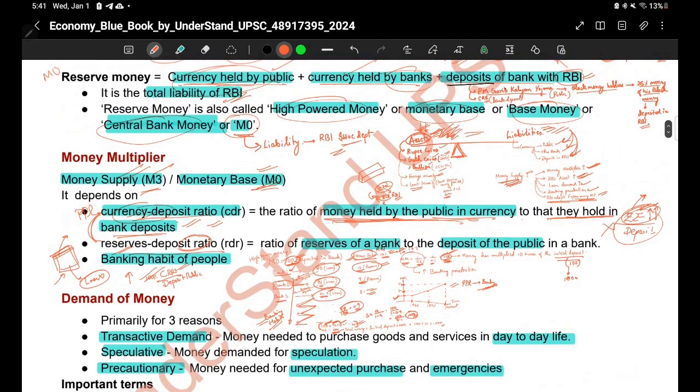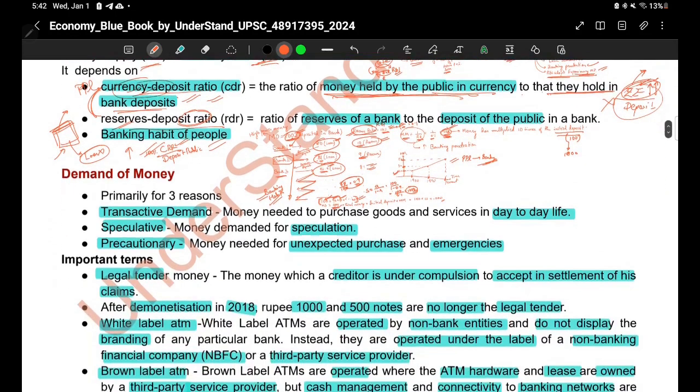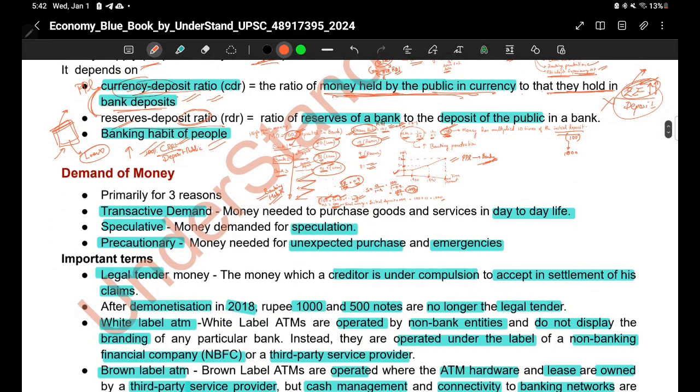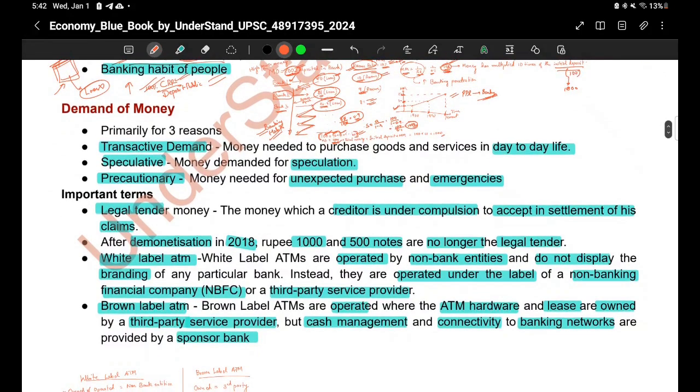Now again, I already told you this, if the banking habit of people increases, money multiplier increases. I hope you understood this crystal clear. If you have any doubt, tell me.